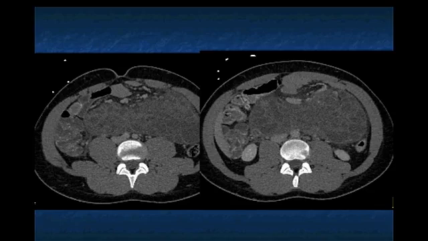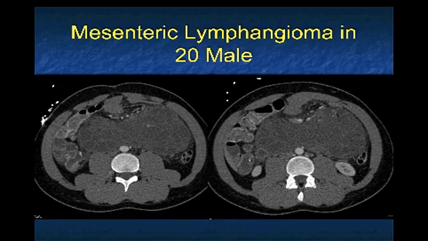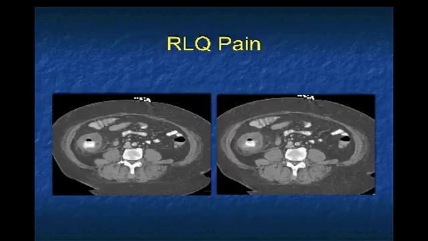Very unusual tumor. It's not a cyst, but it's kind of septated. It's going to be a lymphangioma. Mesenteric lymphangiomas are rare, but they do occur. They're benign lesions, often displaced structures, can cause abdominal pain. A really great study. Right lower quadrant pain.